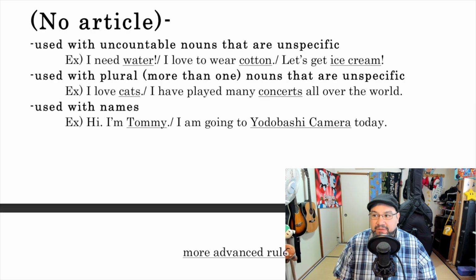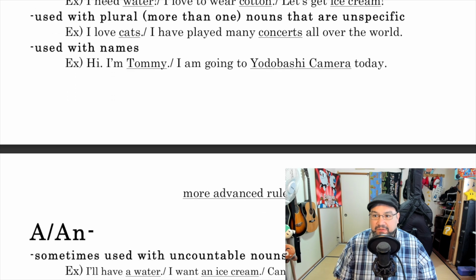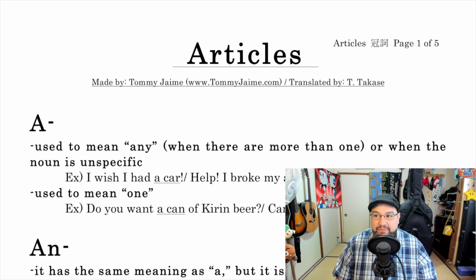Finally, use no article with names. Hi, I'm Tommy. Not a Tommy, not the Tommy, but the Tommy I'll talk about later. I'm going to Yodobashi Camera today. It's a name, Yodobashi Camera, so we don't need a or something like that. Those are the simple rules, okay? Now let's talk about the more complicated rules.